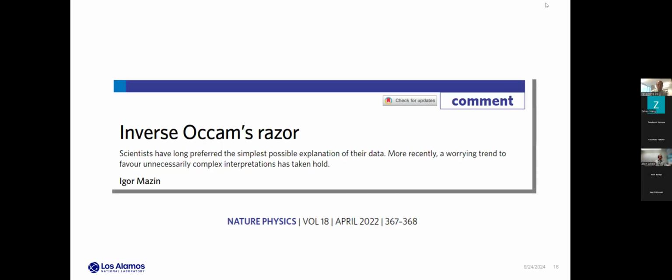So next slide, please. I don't know how many of you have read this editorial from Igor Mazin on inverse Occam's razor, but he argues that in science nowadays, because of pressure to publish in high-profile journals and everything, people are preferring the more exotic explanations over the simple explanations, which is the opposite of what scientists should do. So we don't want to say this is a spin liquid just because it's the most exciting thing we can say about it. We want to try to have a really good, confident reason to say it's a spin liquid.